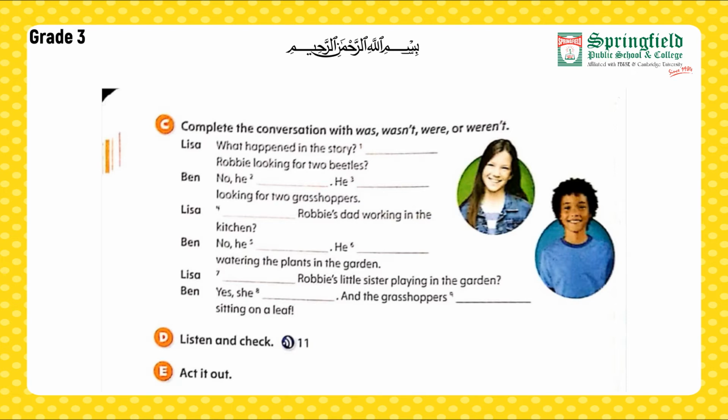Page 26. D. Listen and check. What happened in the story? Was Robbie looking for two beetles? No, he wasn't. He was looking for two grasshoppers. Was Robbie's dad working in the kitchen? No, he wasn't. He was watering the plants in the garden. Was Robbie's little sister playing in the garden? Yes, she was. And the grasshoppers were sitting on a leaf.